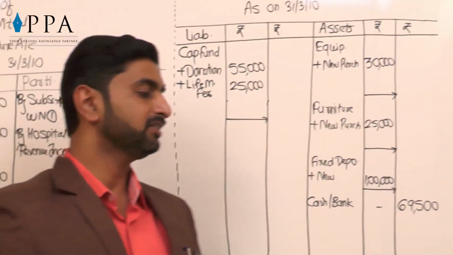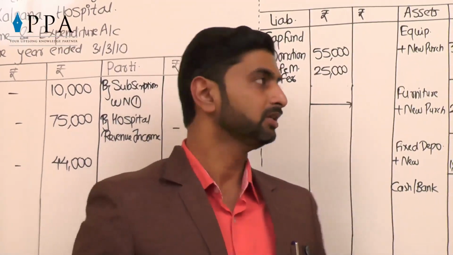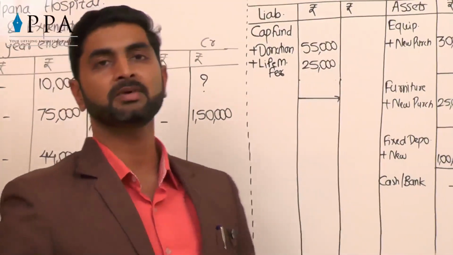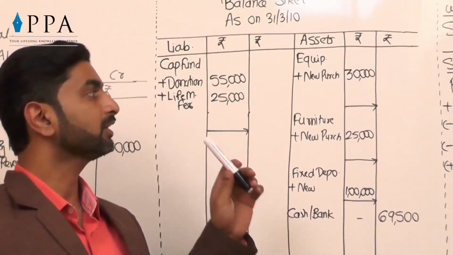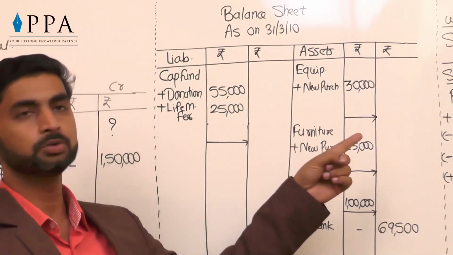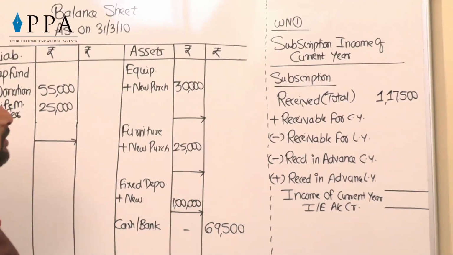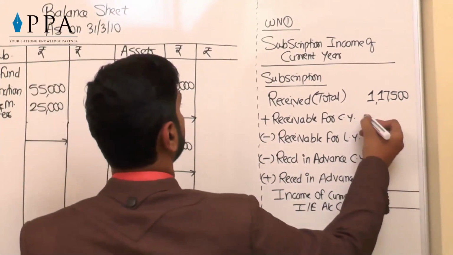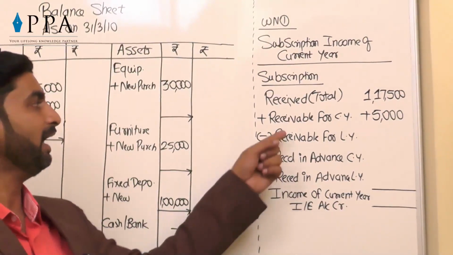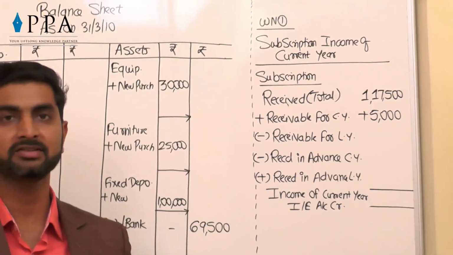First adjustment given is outstanding subscription for 2009-10 was 5,000. Now here the year is 2009-10. The year ending is 31st March 2010. It means for the current year, outstanding subscription is 5,000. So it is subscription, will go to working note number 1 where we have already recorded subscription receivable for the current year, add 5,000. So it is still receivable but it is our income. So first effect, add because it is of the current year. Receivable is an asset. Anything receivable is an asset.